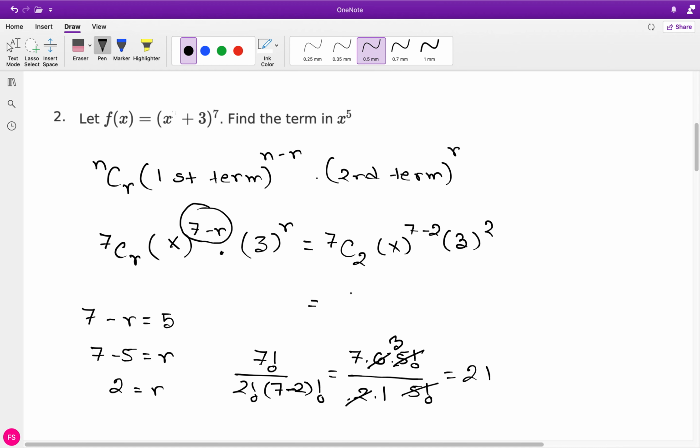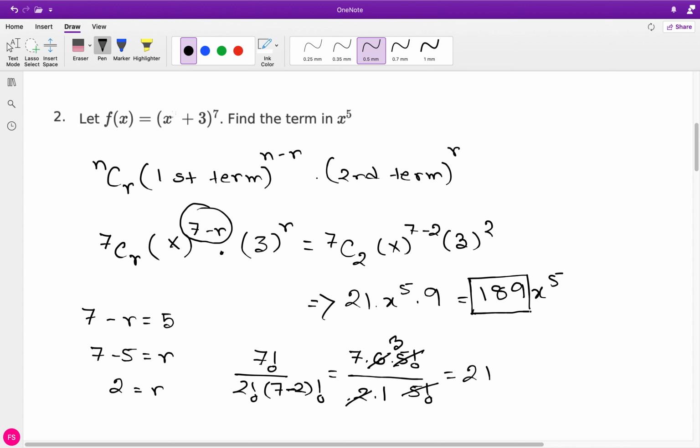This equals 21 times x to the power of 5 times 9. That will give you 21 times 9, which is 189. Is it 189? Yes, it is. Okay, so 189 x to the power of 5. So the term in x to the power of 5 is just this thing.